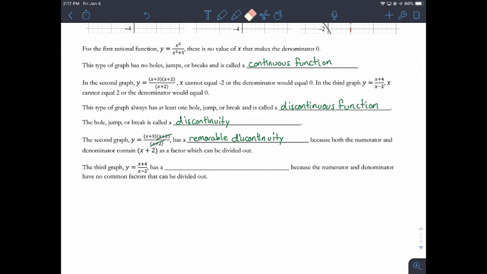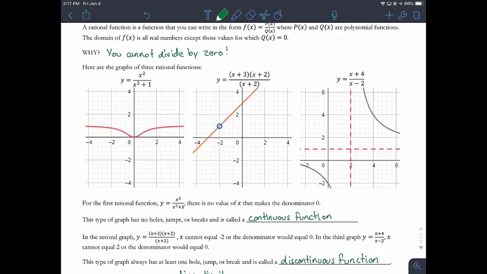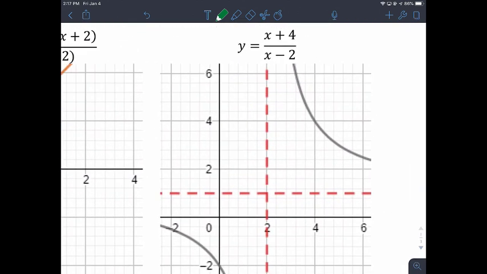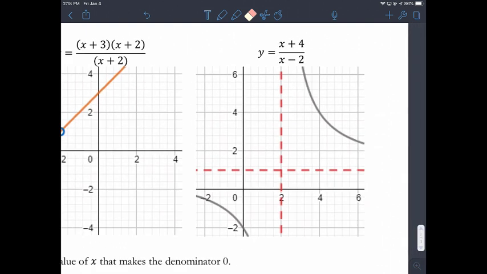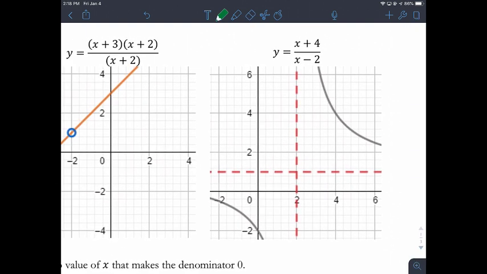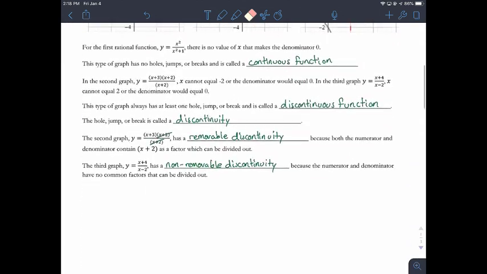The third graph, x plus 4 divided by x minus 2, has a non-removable discontinuity, because the numerator and the denominator have no common factors that can be divided out. If we look here, the numerator and the denominator have no common factors. We cannot divide anything out, so therefore there are no holes in our graph. The x minus 2 being in the denominator is what is causing our vertical asymptote. All right.